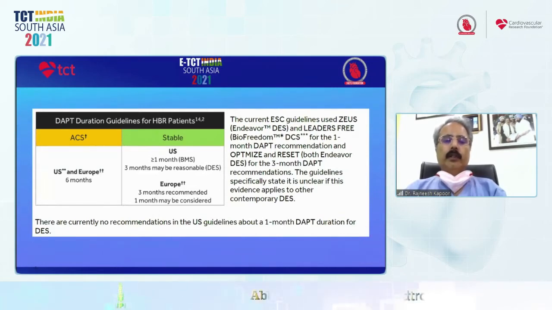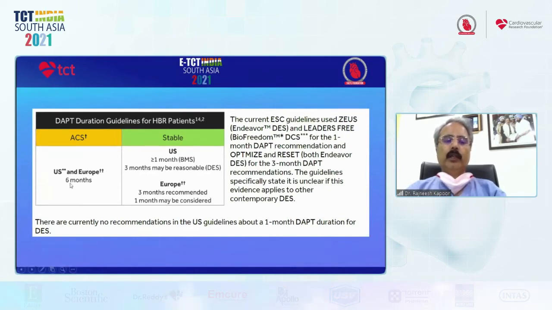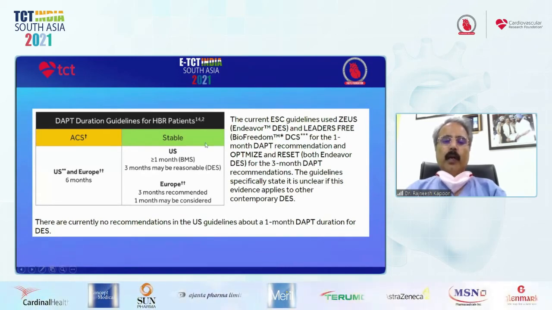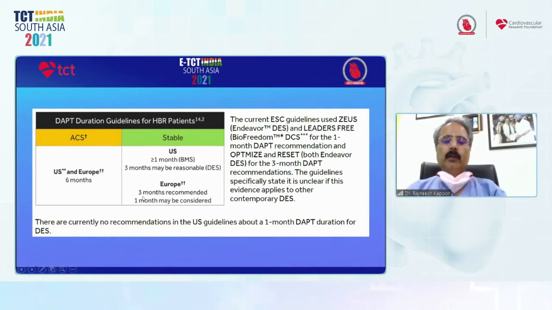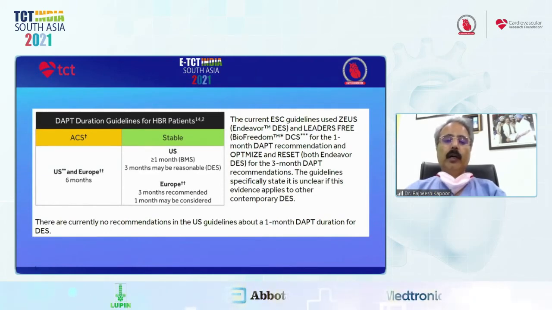As for now, these are the active guidelines: if we do a PCI in acute coronary syndrome patients who are HBR, the guidelines say we should continue the DAPT for at least 6 months. In stable patients, it's variable. The US guidelines say 3 months, and the European guidelines say that 1 month is essentially required, and then one can think of discontinuing after 1 month.